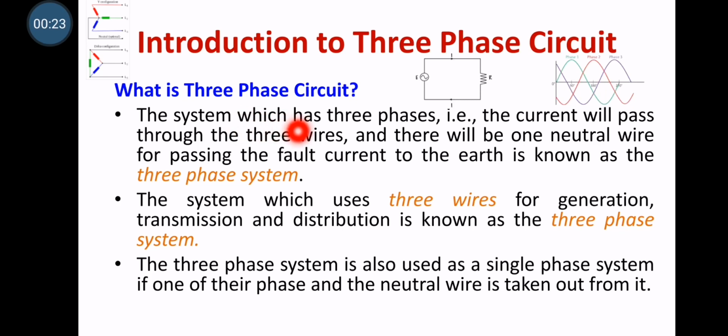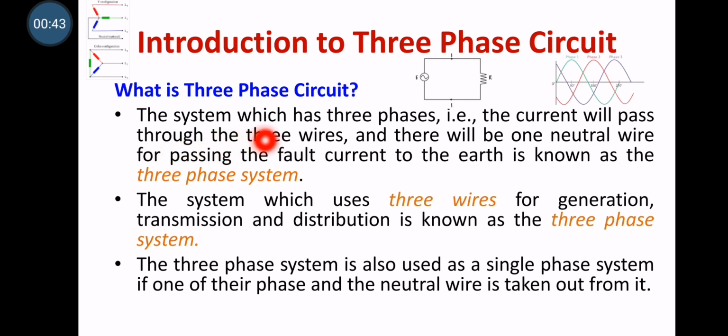You may ask me why you can't provide it by using single phase. Yes, the answer is it is possible to provide the supply by using single phase, but it's not at all economical. That is why we'll be using three phase. There are two types of three phase system: star connection and delta connection. Before moving on to the details, we'll discuss what we mean by a three phase circuit.